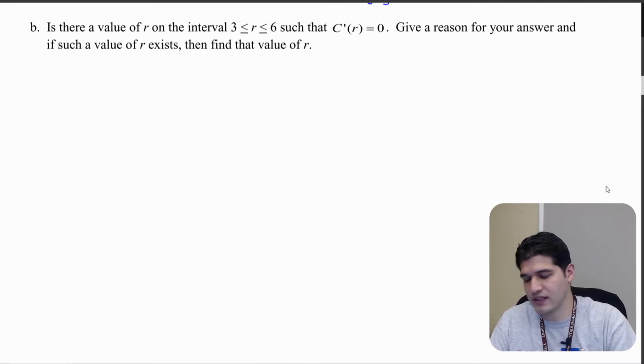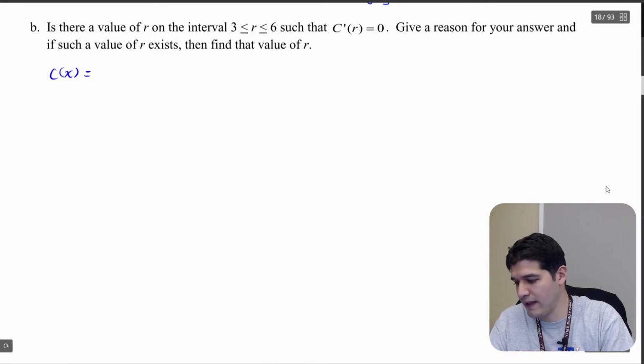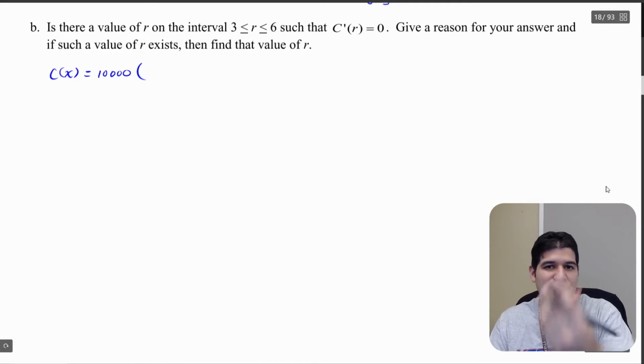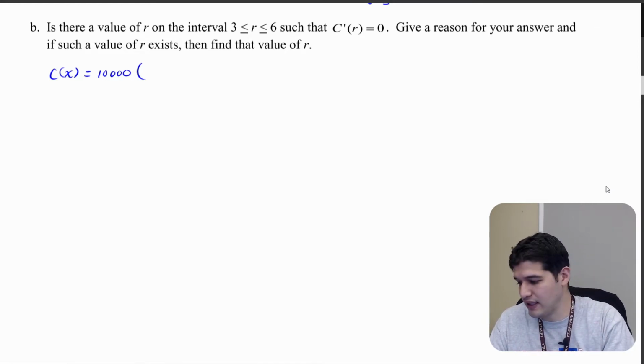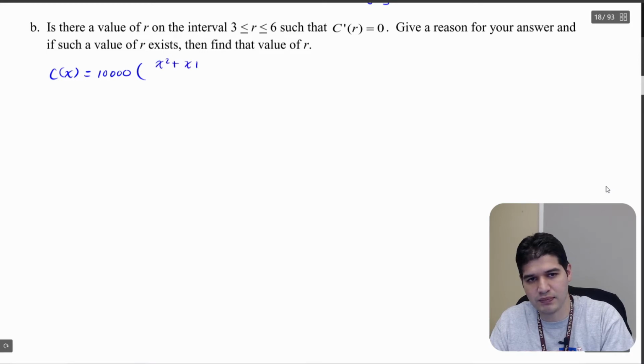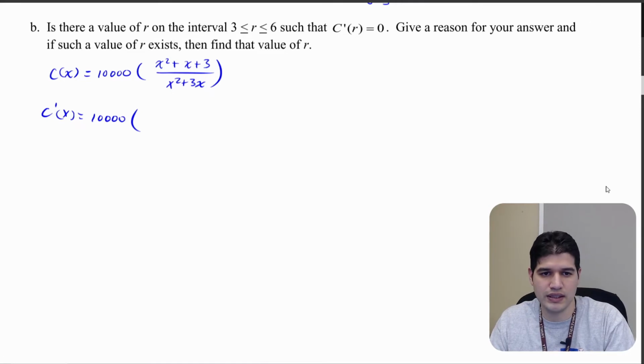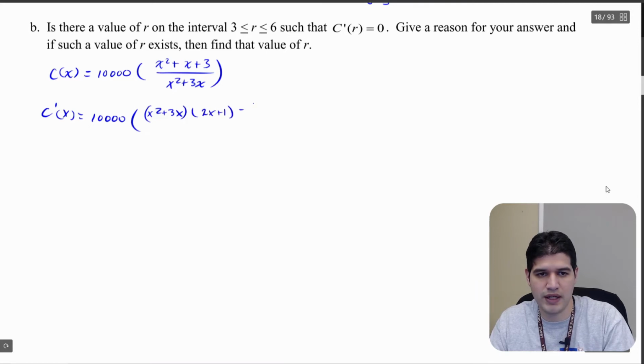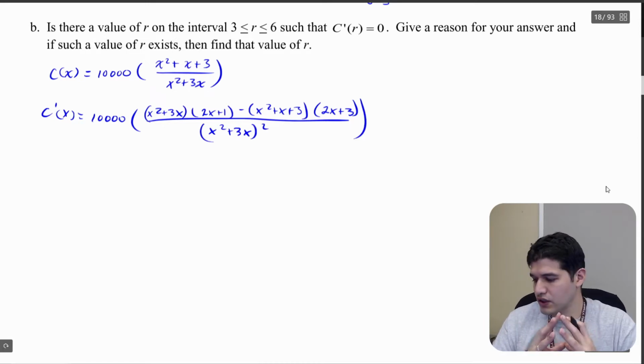So what I want to start with is finding C of x and simplifying it, because we're going to need that derivative. So I get 10,000 times x squared plus x plus 3 all over x squared plus 3x. And now I'm going to take that derivative, so C prime of x equals 10,000 over x squared plus 3x squared, times x squared plus 3x times the derivative, 2x plus 1, minus x squared plus x plus 3 times the derivative, 2x plus 3. So that's the derivative we're looking at.